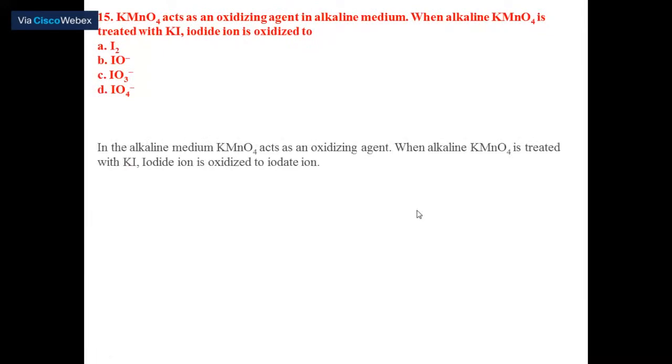When it is treated with iodide, the iodide ion is oxidized to the iodate ion. What is the formula for the iodate ion? You can see the reaction itself: iodide ion treated with MnO4 minus gets oxidized into the iodate ion, iodide to iodate ion. Then what is the answer? Answer is C.